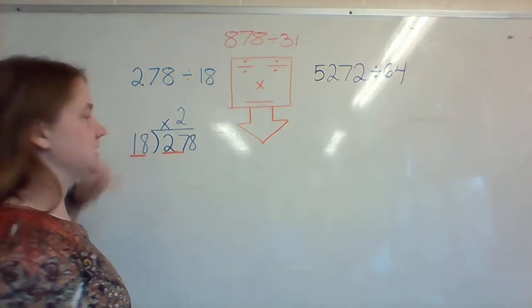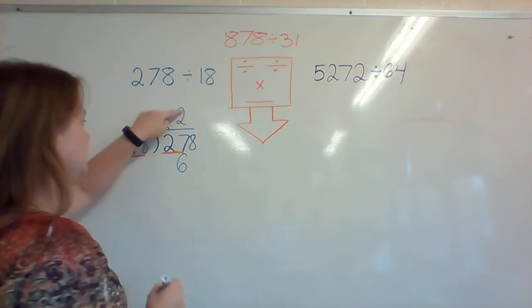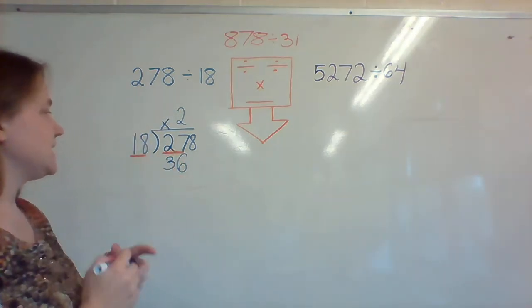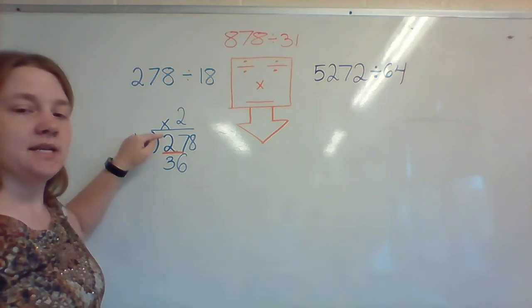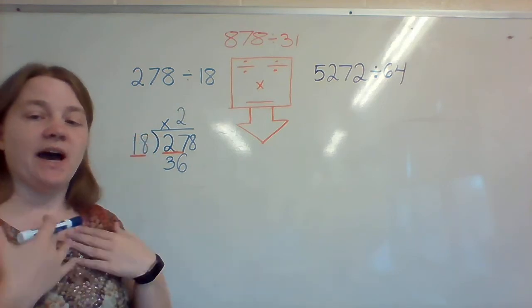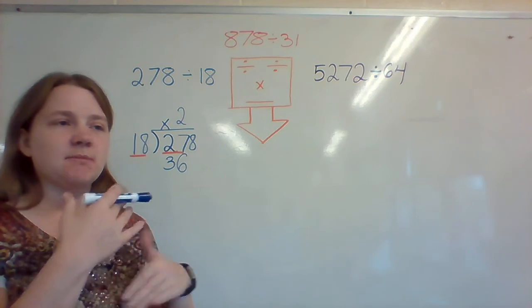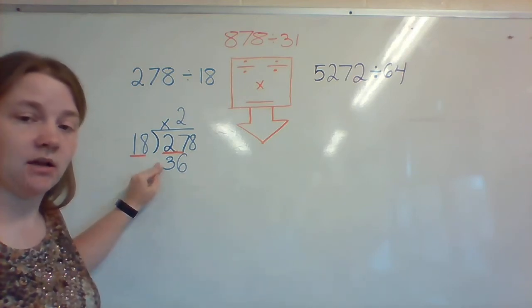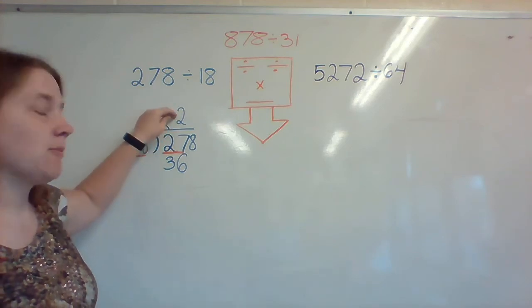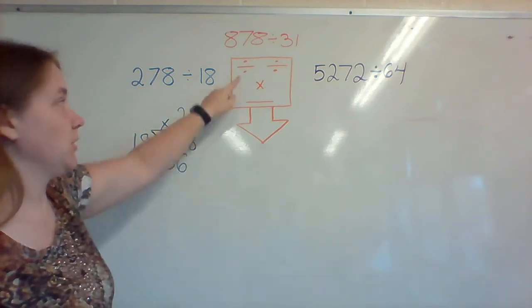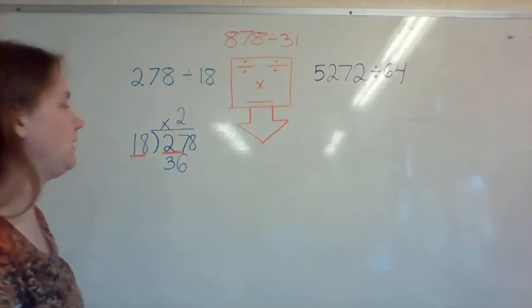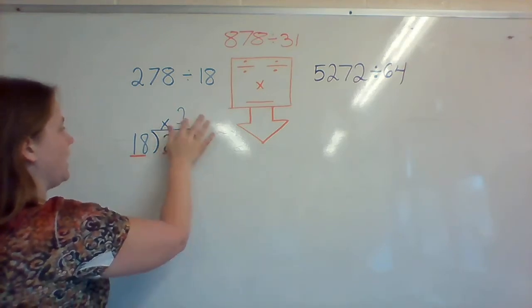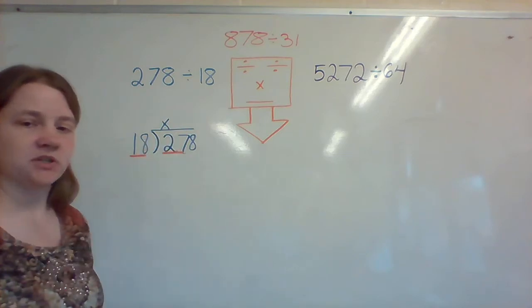2 times 8 is 16. 2 times 1 is 2, plus 1 is 3. And because this 36 is bigger than 27, I did something wrong. There was some kind of mistake in my guess and check. So because this number is too big, I'm going to lower this by one number. We're in the division part of this Division Man. So let's erase what we just did. And I know 2 won't work. So let's try 1 lower.